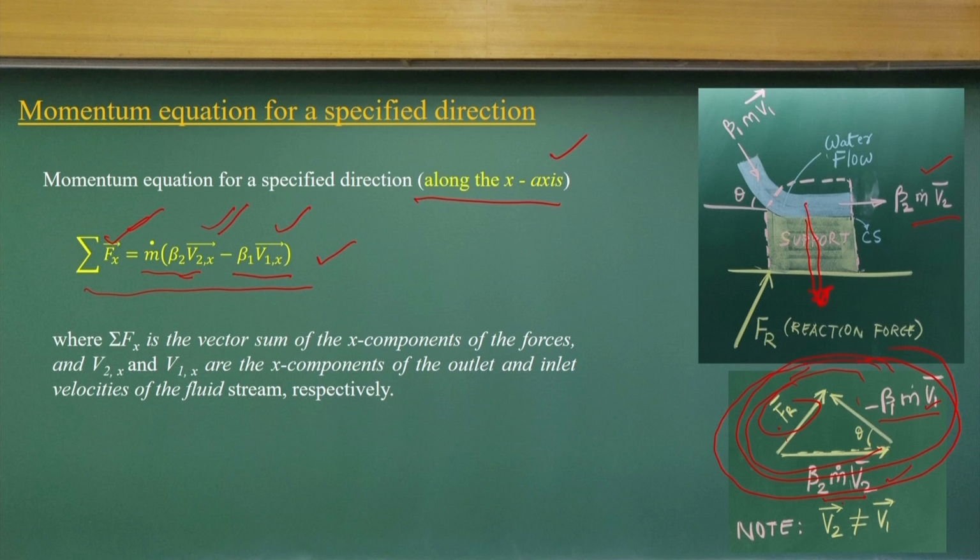So, we noted that V2 should not equal V1. If it were equal, the net force would be 0. There is no change in the velocity direction or magnitude, so there is no force acting on this.